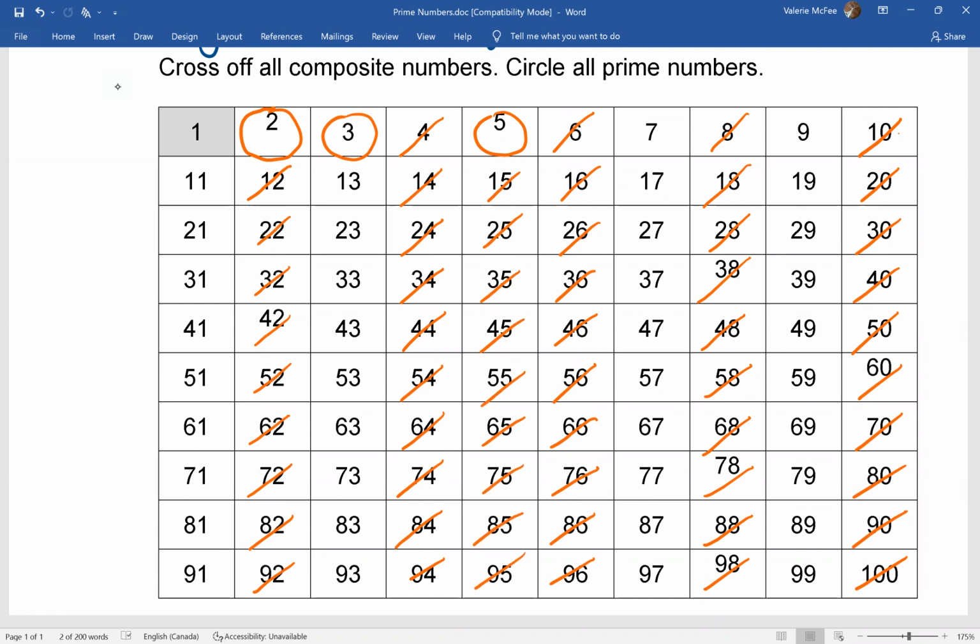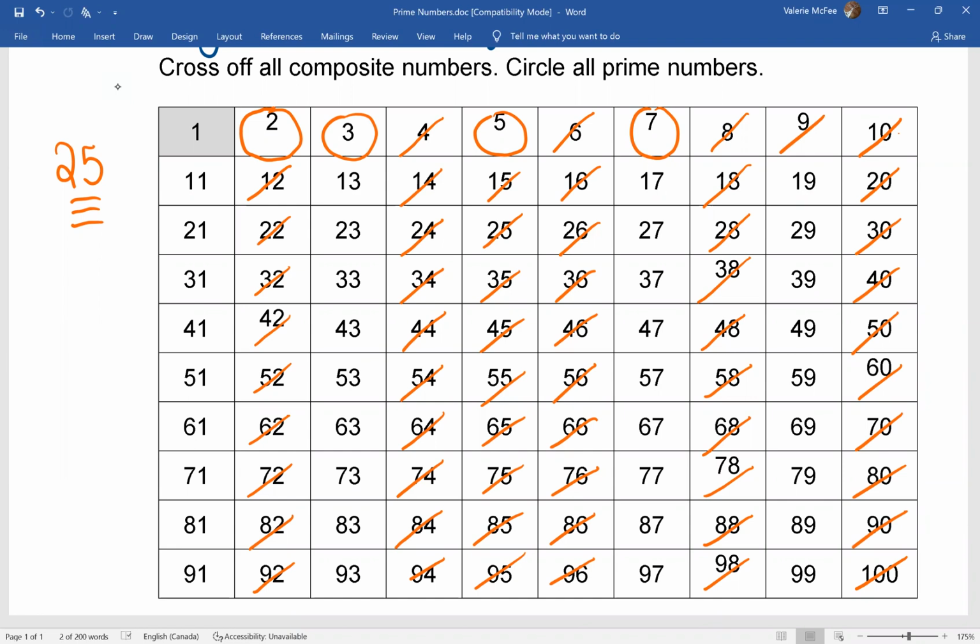I'd like you to pause your video now and see if you can circle the remaining prime numbers, remembering that we are looking for 25 prime numbers. So 7 is prime. And 9 is not, because 9 is divisible by 3. Lots of people circle 9. It's not a prime number.